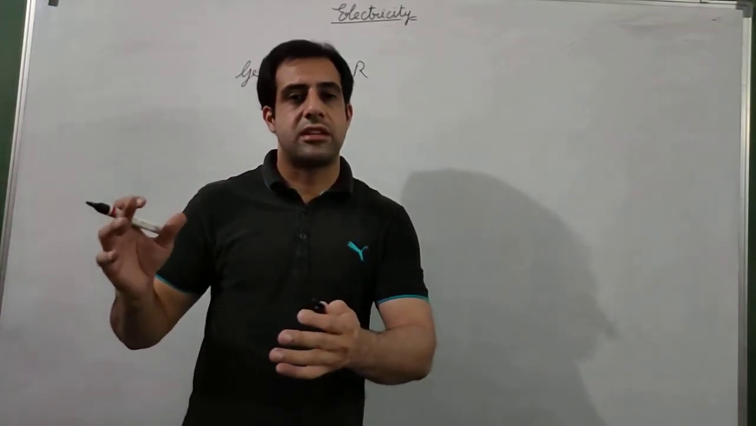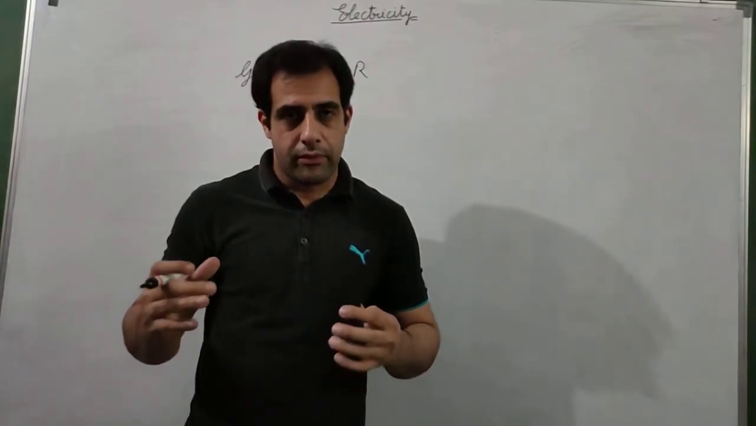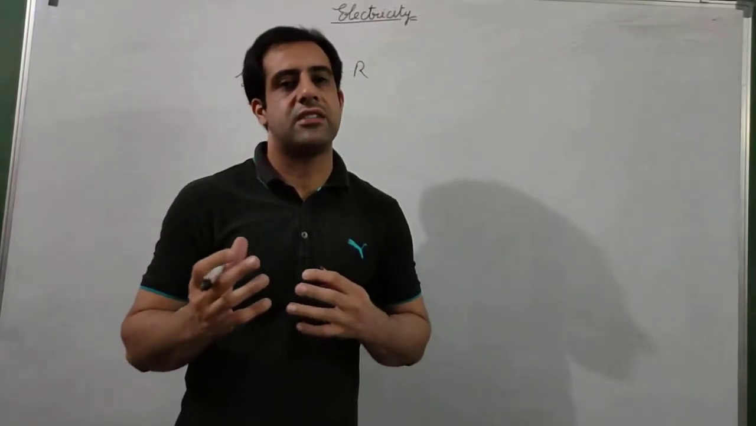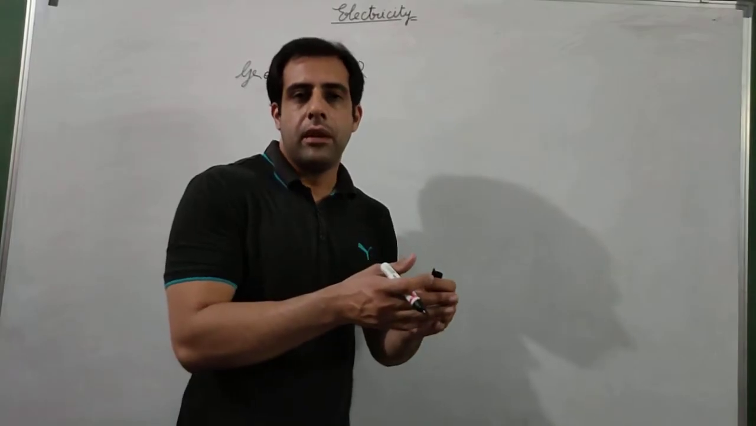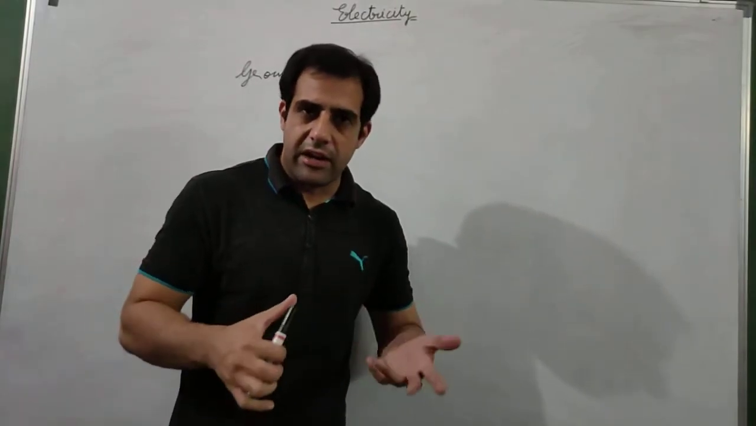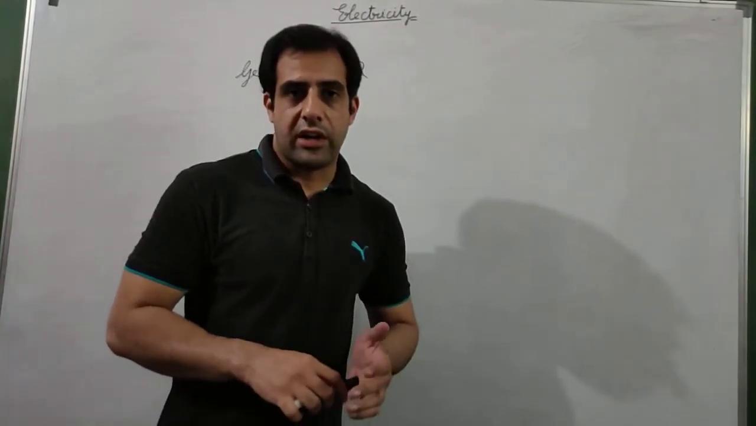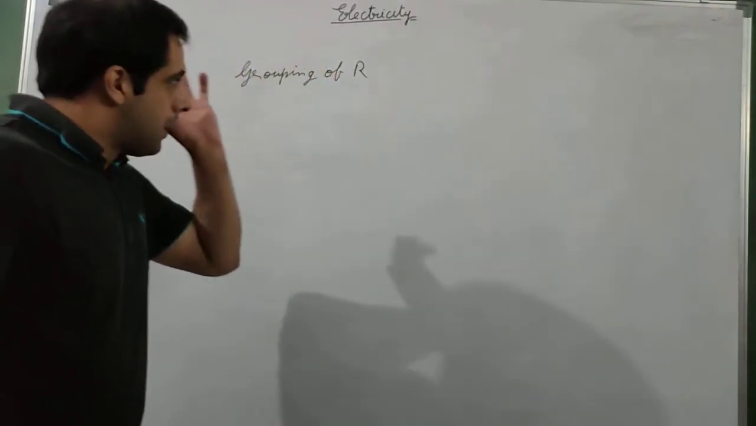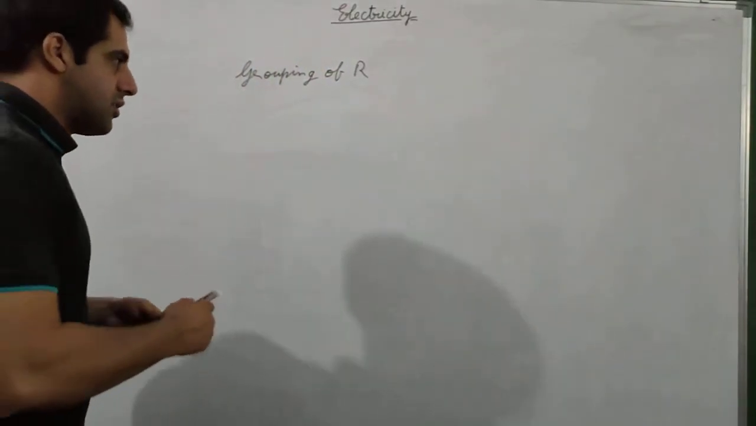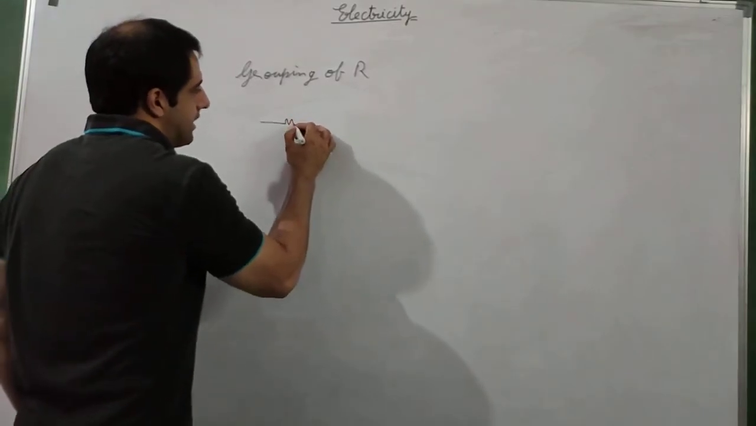So all of these resistors are grouped together in the circuit, and then they behave like a single unit, and each one of them has different resistance values, so they have different potential differences that we are going to discuss. So this is called grouping of resistors. Or suppose we have grouping of resistors like this.